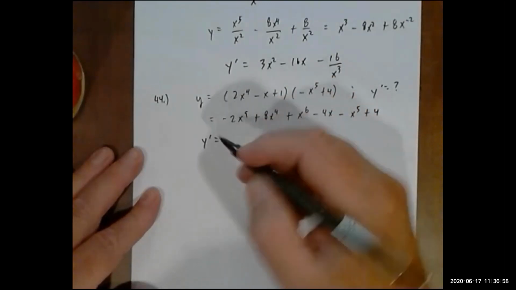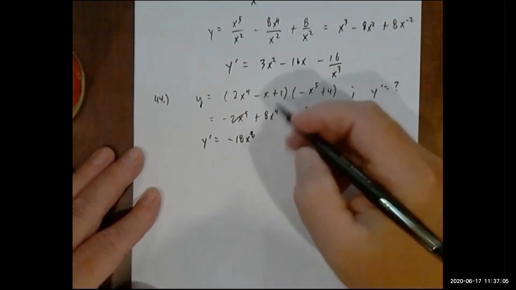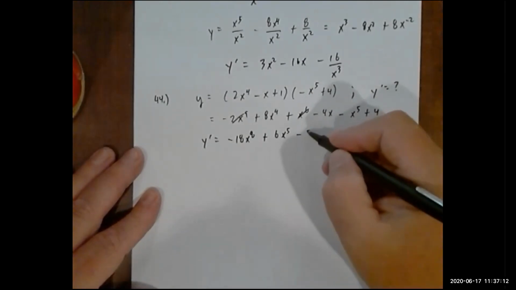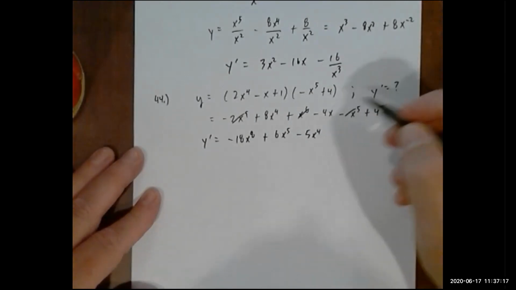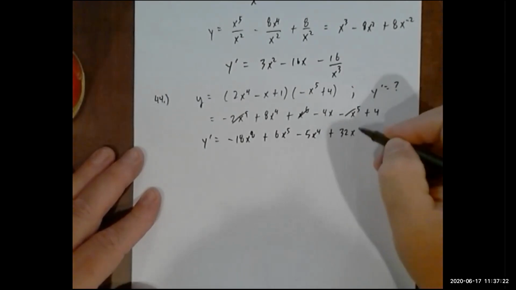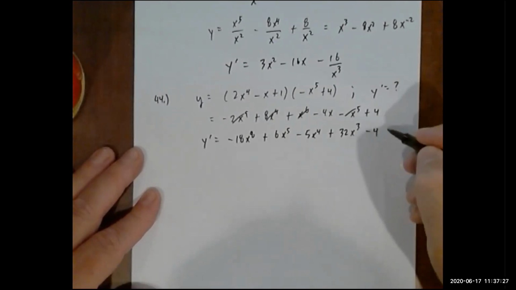Negative 2x to the ninth is negative 18x to the eighth. This one would be next, plus 6x to the fifth. Then I got this one, minus 5x to the fourth. Then this one, plus 32x cubed. Then minus 4. And then this is going to be 0. So there's my derivative.